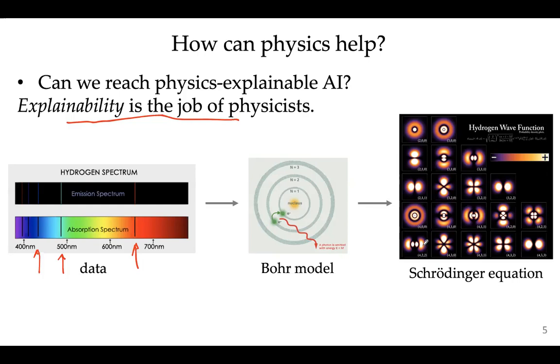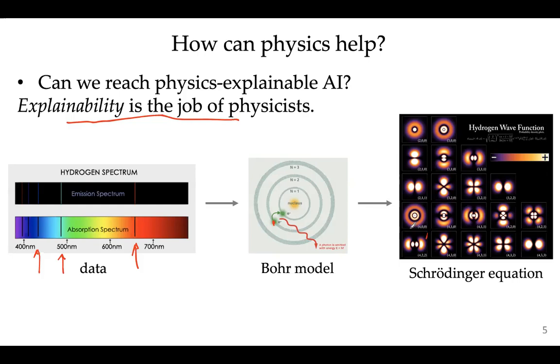Then came Schrödinger, and he wrote the famous Schrödinger equation. He treated electrons as waves, like light waves. That was a revolutionary idea back in the time. Instead of thinking of electrons as point particles, now the electrons are waves, sort of like clouds around the nucleus. The Schrödinger equation can explain all the states and all the fine details of the data. This is how physicists explain the data.